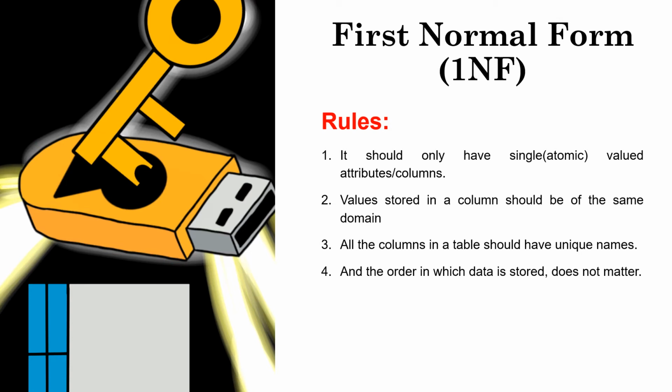Next, we have rule number 4, which is order doesn't matter. This rule says that the order in which you store the data in your table doesn't matter.